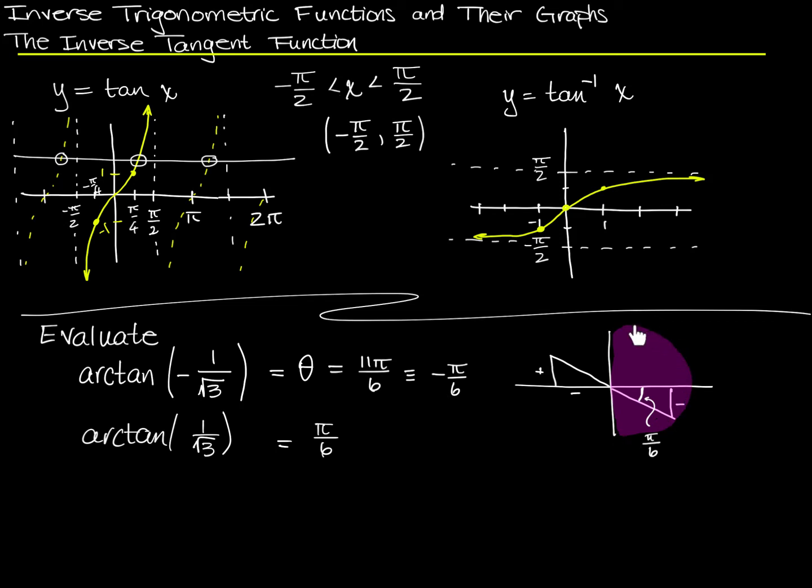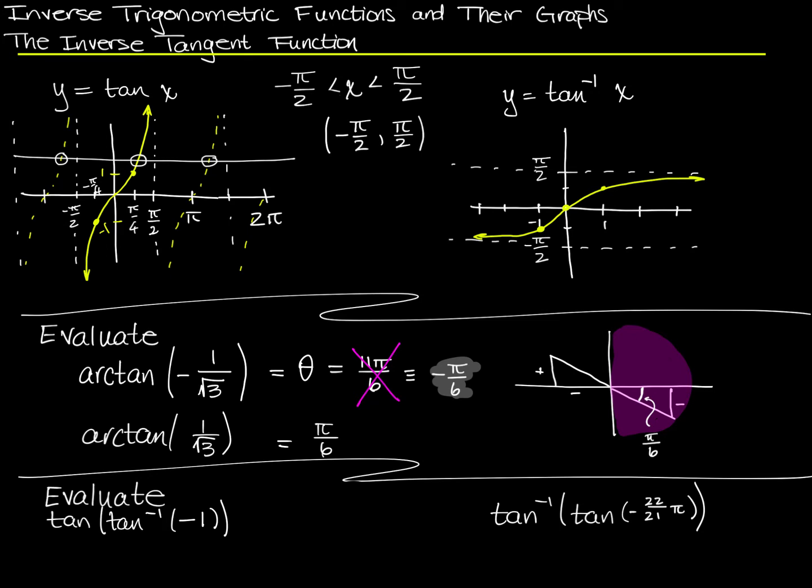So my angle has to be not between pi over 2 or 3 pi over 2 and 2 pi, but between negative pi over 2 and positive pi over 2. So that's why the negative pi over 6 is the correct answer here. This is the correct answer. 11 pi over 6 is not the correct answer because it's not in this range of values. It's not between negative pi over 2 and pi over 2. It's a lot bigger than pi over 2.